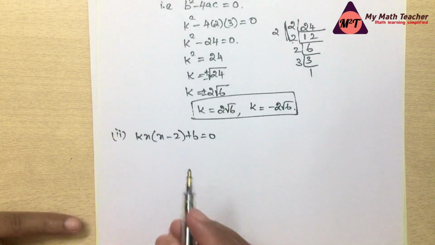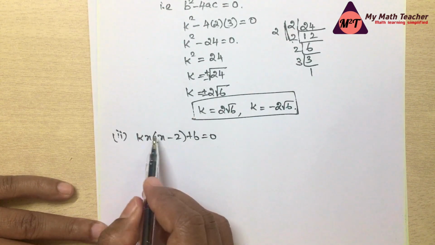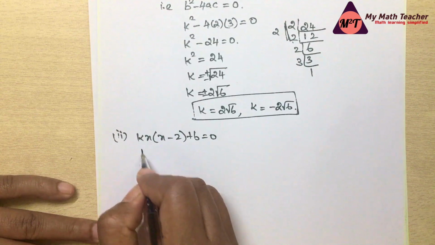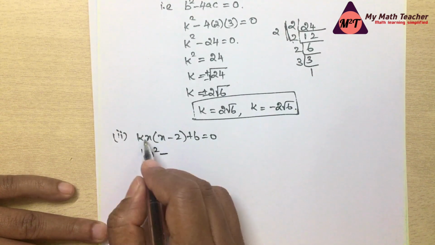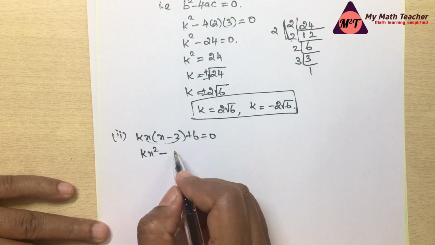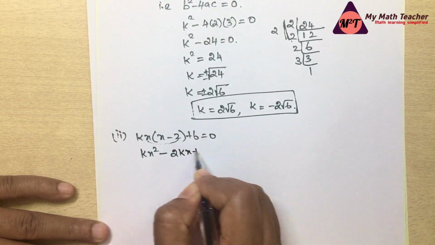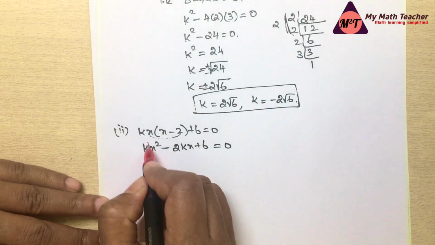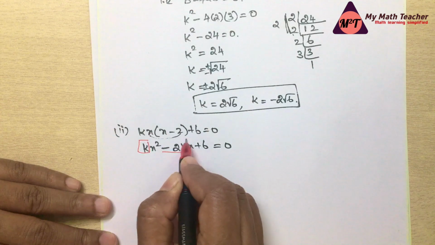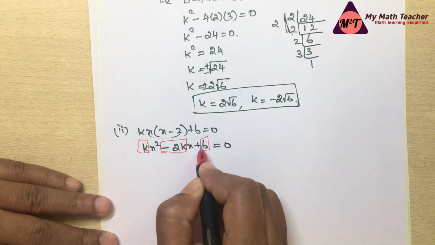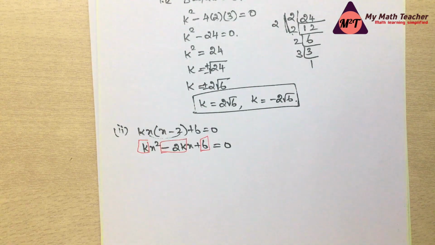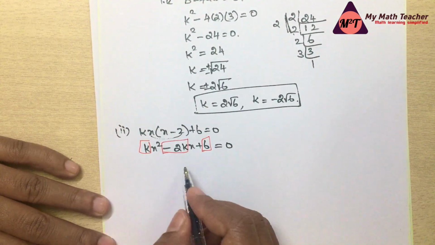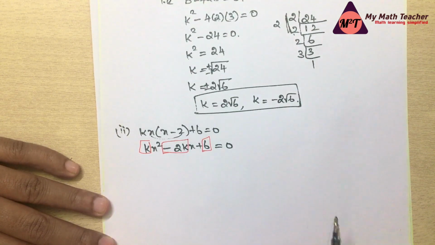Now for the second subdivision, let us change this given equation into a quadratic form just by multiplying. kx into x is kx square, minus kx into 2 is 2kx, plus 6 is equal to 0. Now we know that this is a, this is b and the last one is c. So again, if the roots are equal, D is equal to 0. That is b square minus 4ac is equal to 0.